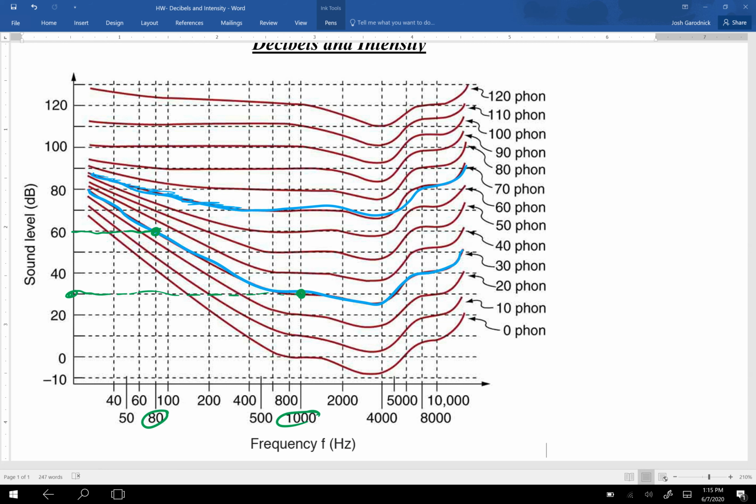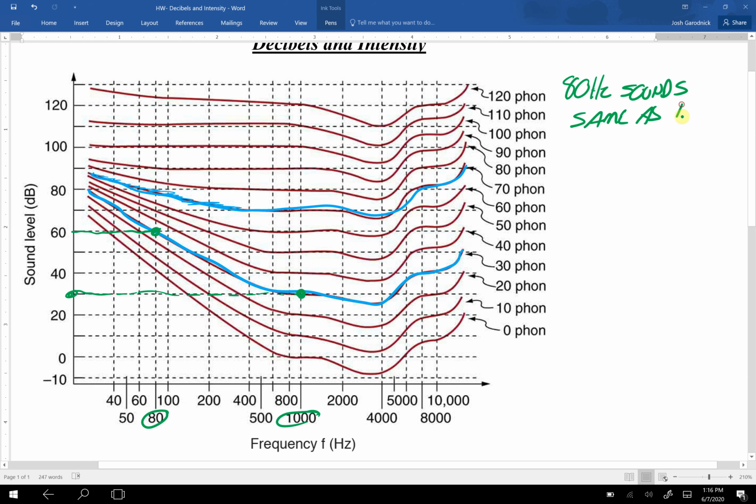But what you need to see is that to hear 80 hertz the same way we hear 1,000 hertz, so I'm going to write that out here: 80 hertz sounds the same as 1,000 hertz at 30 fons. We need to crank up that decibel level. That's what it's saying, because at 1,000 hertz, it was only 30 decibels.